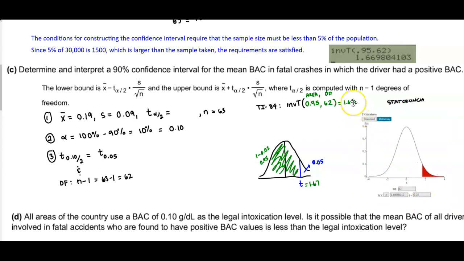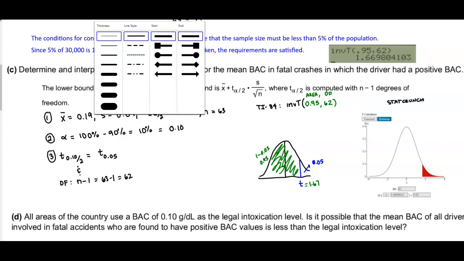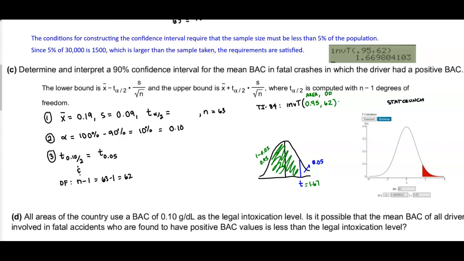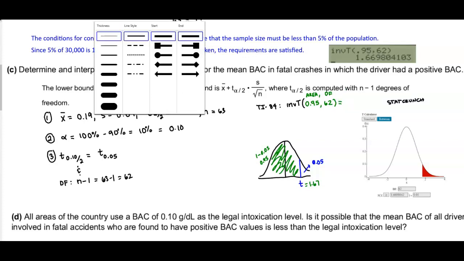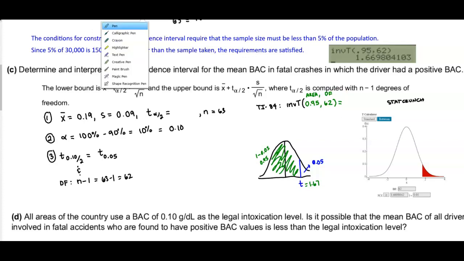Okay, and so just to be on the safe side, let's round this to 3 decimal places. So we're going to say this is going to be equal to the following. We'll round that to 3 decimal places, and so that'll be equal to 1.670.